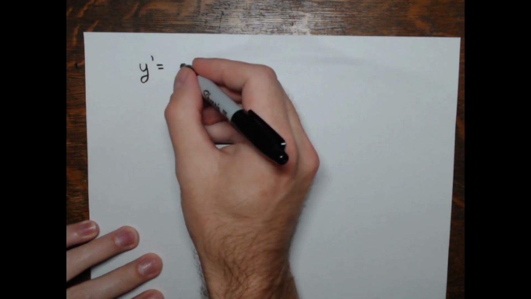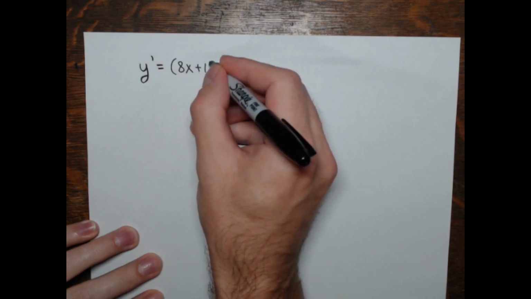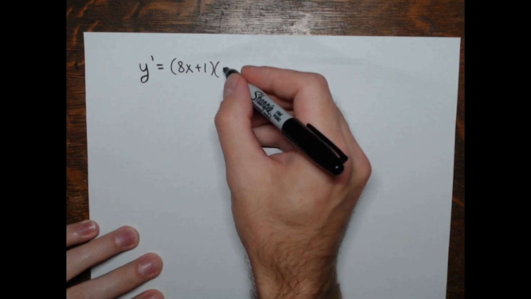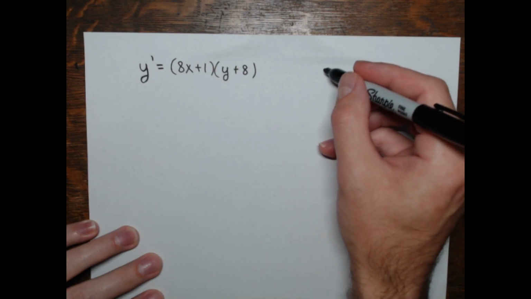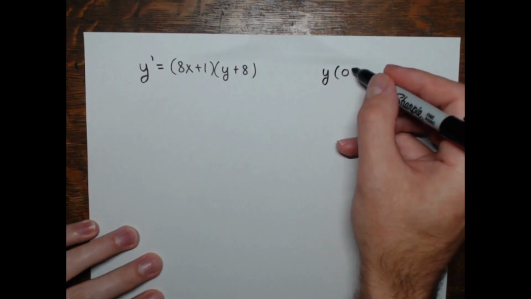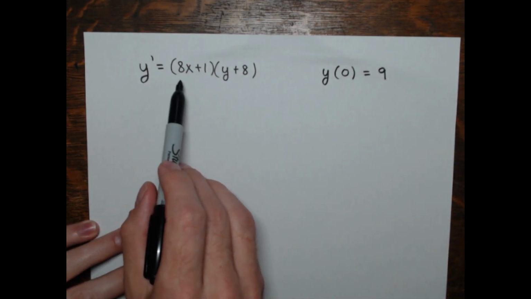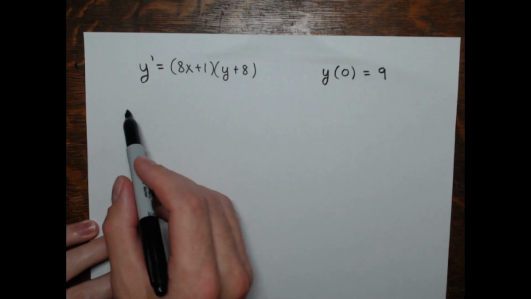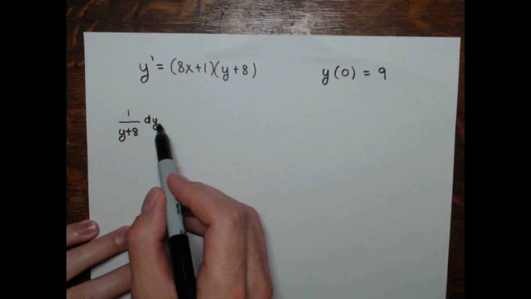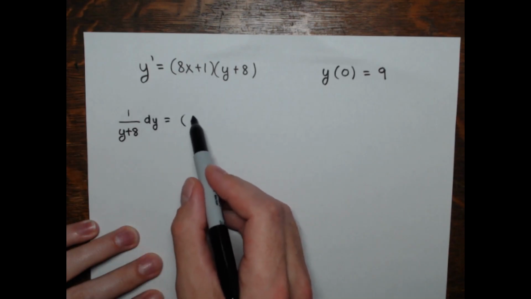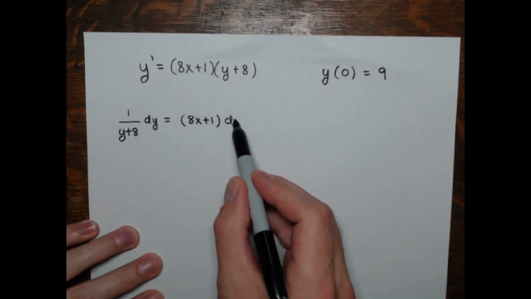So here's the equation. Y prime equals 8x plus 1 times y plus 8. And then the condition, y when x equals 0 must be 9. All right, so easy to separate this one. We have 1 over y plus 8 with the dy on the left, and then moving the dx to the right, 8x plus 1 with the dx.